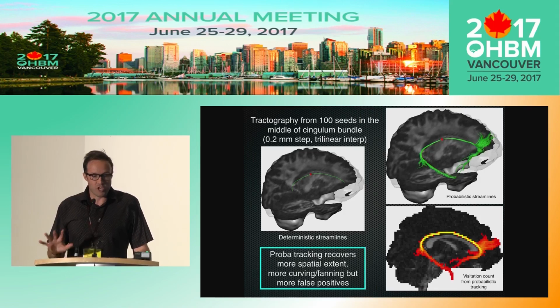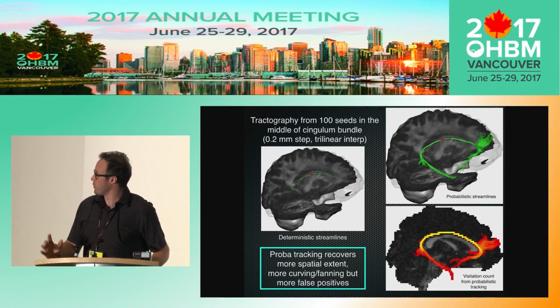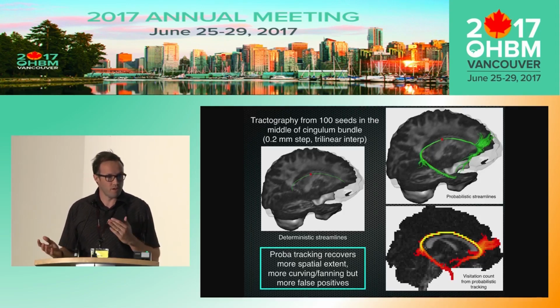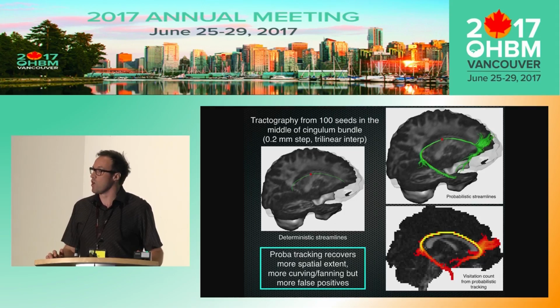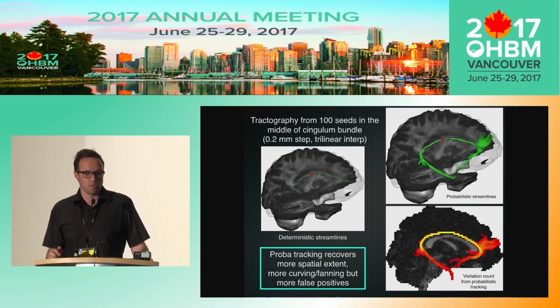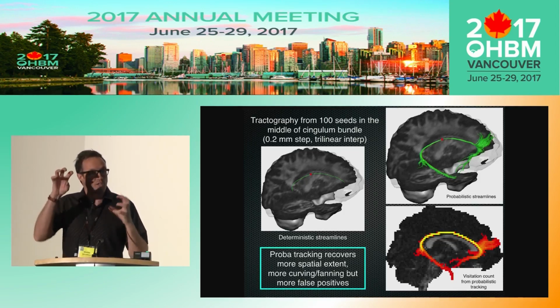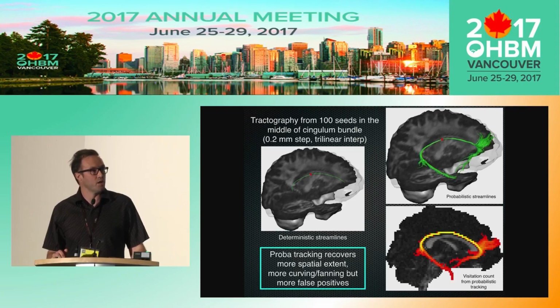So as a general statement, it's been shown in several papers that there are trade-offs between deterministic and probabilistic. It's hard to say if one is better than the other. I really don't like saying things like that. But as a trade-off, it does recover a lot more of the spatial extent, more of the curving part of white matter bundles, but at a price of generating potentially more false positive bundles, and thus needing more knowledge of the anatomy and more exclusion regions to clean up your tractogram.